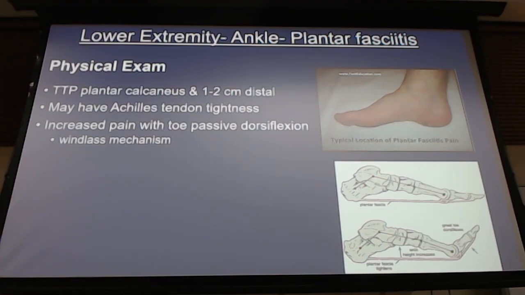That's the windlass mechanism. That's what happens with the plantar fascia and how it maintains stability of the medial longitudinal arch. That arch is formed by the calcaneus, the navicular, the medial, intermediate, and lateral cuneiforms, right? And remember this from yesterday? And then the first, second, and third metatarsals. Those are the bones that form the medial longitudinal arch.